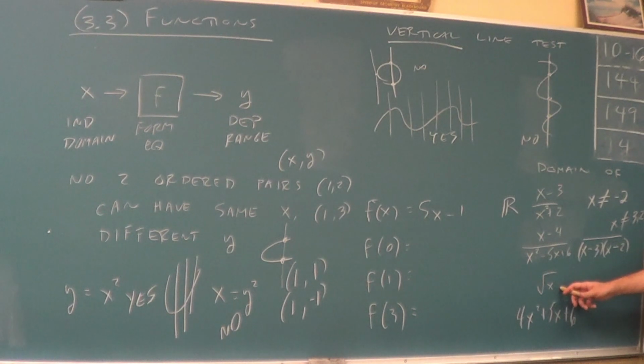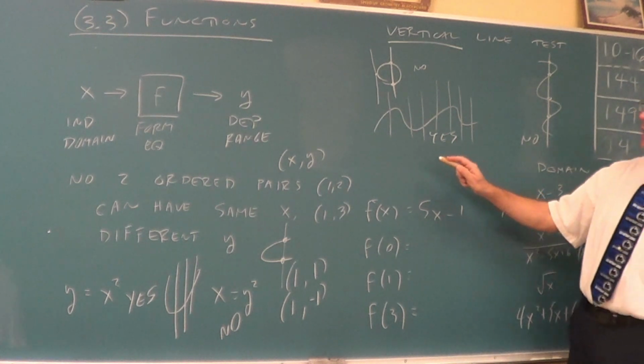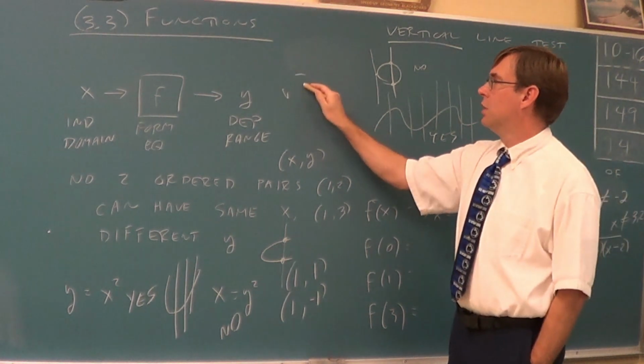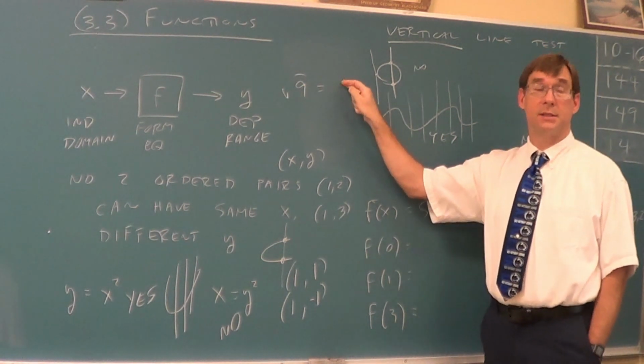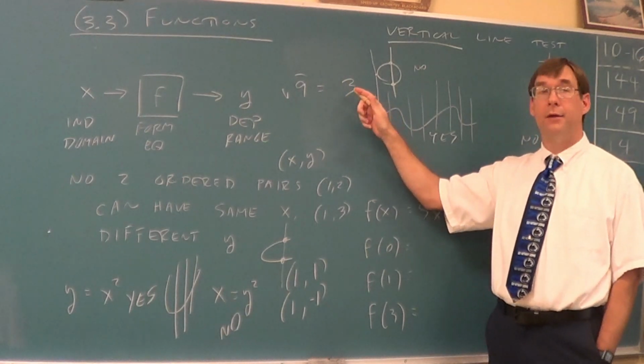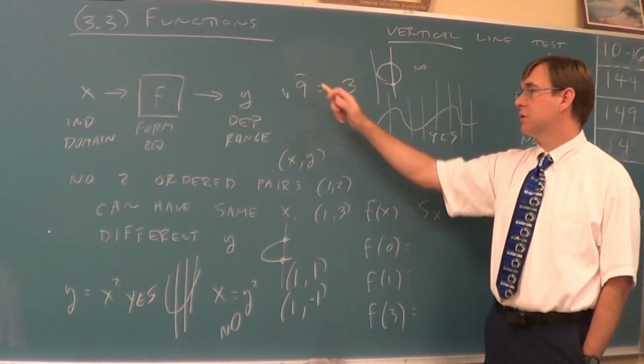Negative numbers. Can you do square roots of negative numbers? No. Okay, let's do a quick square root reminder. The square root of 9 is 3. Why? Because 3 times 3 is 9.